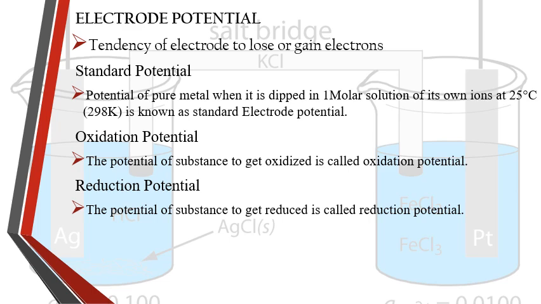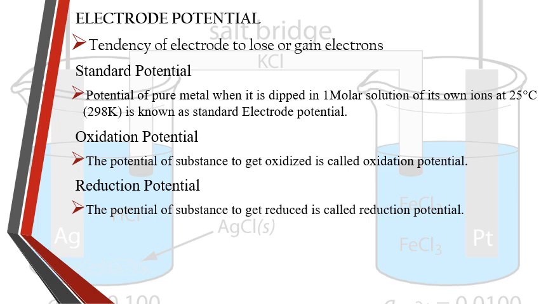The standard electrode potential, E0, is the potential of a metal electrode when it is placed in a 1 molar solution of its own ions at a temperature of 25 degrees Celsius. This value is used as a reference point to compare the reactivity of different metals. The standard potential can help predict whether a metal will be oxidized or reduced when it comes in contact with another substance.